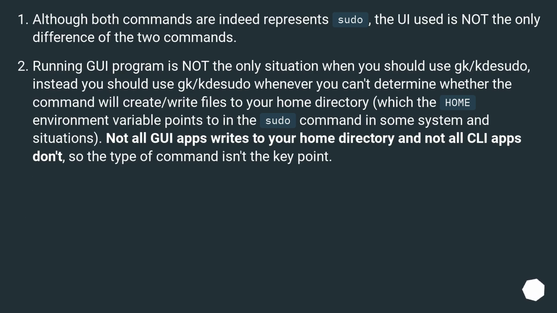Although both commands are indeed represent sudo, the UI used is not the only difference of the two commands. Running GUI program is not the only situation when you should use gk/gksudo. Instead, you should use gk/gksudo whenever you can't determine whether the command will create/write files to your home directory, which the home environment variable points to in the sudo command in some system and situations. Not all GUI apps write to your home directory and not all CLI apps don't, so the type of command isn't the key point.